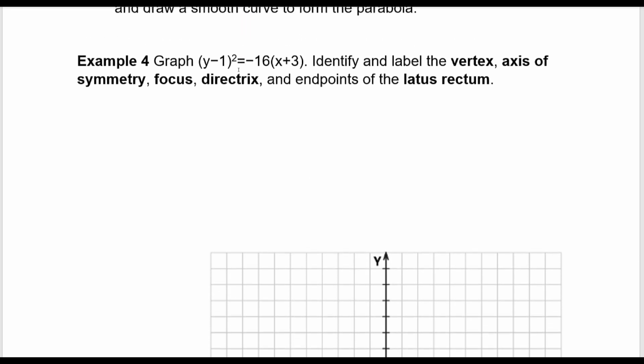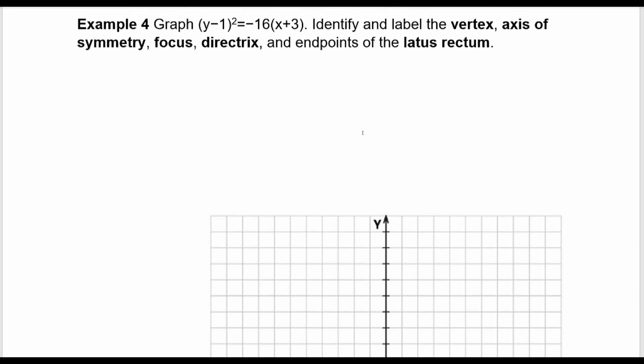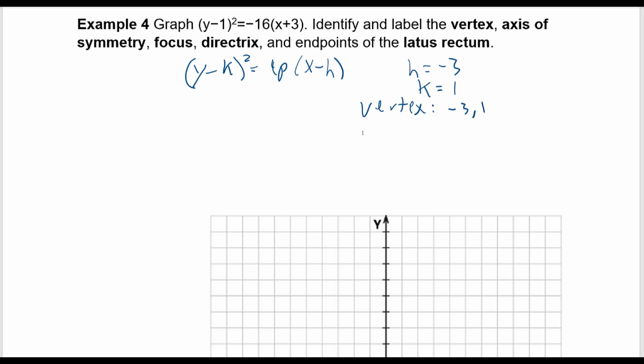So we have y minus 1 squared equals negative 16 times x plus 3. We're going to label the vertex, axis of symmetry, focus, directrix, and the endpoints of the latus rectum. Okay, the standard form is y minus k squared equals 4p times x minus h, right? So that means our h is negative 3 and the k is 1. So our vertex is going to be at (negative 3, 1).